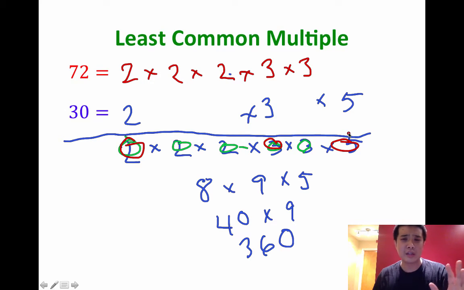Also notice that the only number that is not being used for 72 is 5. That means the fifth multiple of 72 is 360, our least common multiple. The numbers that are not being used for 30 are 2, 2, and 3. So for 30 it's the 12th multiple: 2 times 2 is 4, times 3 is 12. The 12th multiple of 30 gets us 360, the least common multiple between 72 and 30.